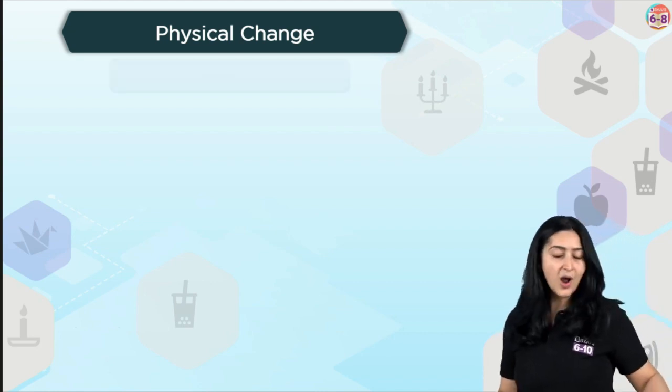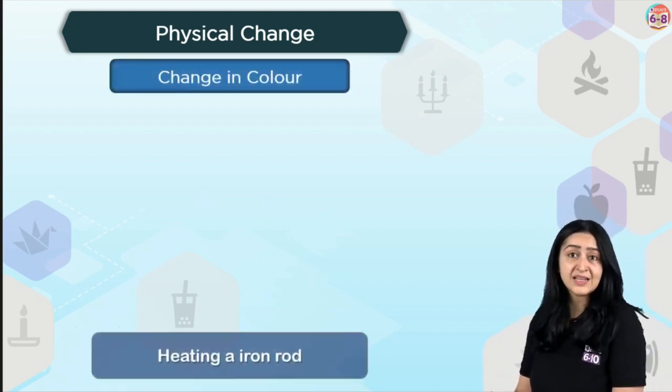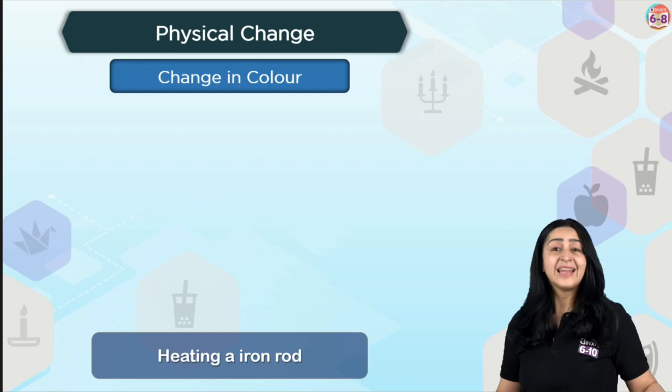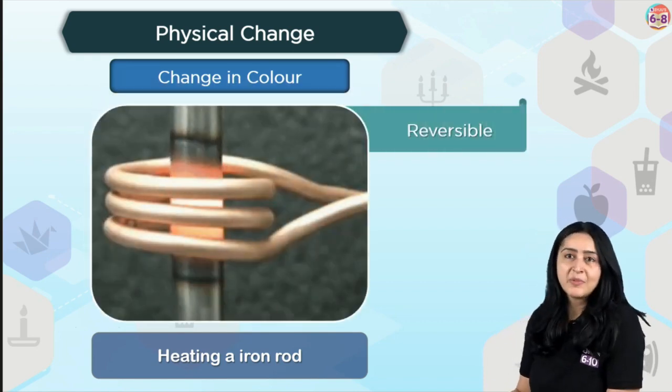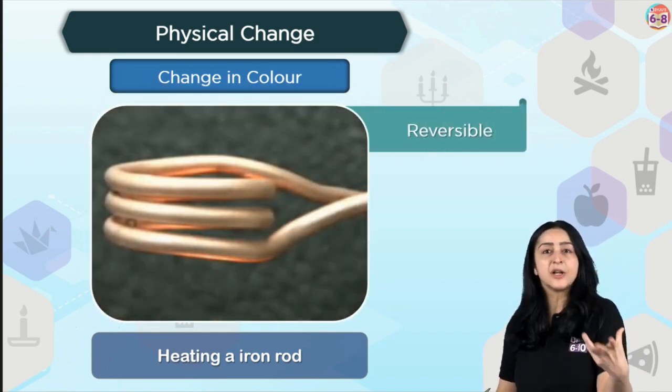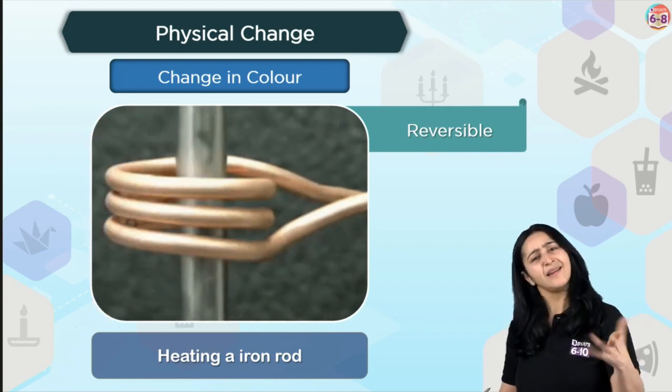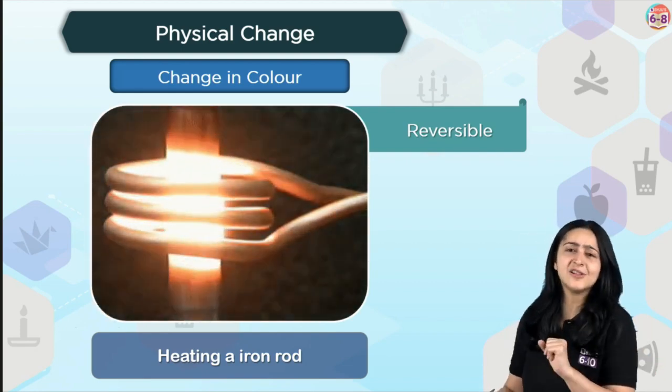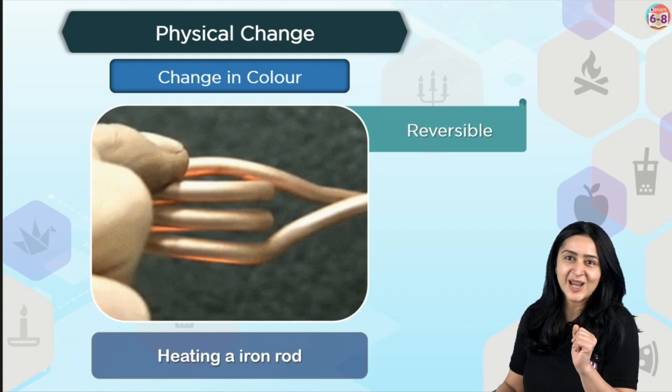And then we move on to our last physical property, which is change in color. Let's talk about heating a metal rod. When you heat it, it becomes a different color. But will the color change back? Yes, when it cools down, the color will change back. So again, this is a reversible change.